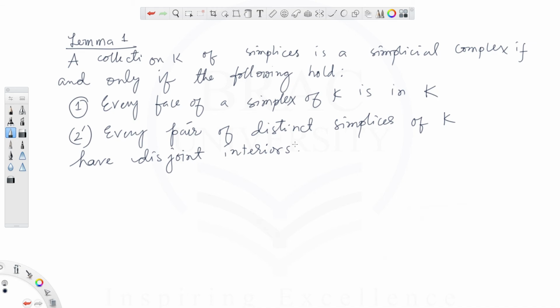intersect each other. So a collection like this is not possible. This is not a simplicial complex because they don't have disjoint interiors. This is one simplex and this is the other simplex, and they have a non-empty overlap of the interiors, which is not possible according to 2 prime. Okay, the proof is omitted.